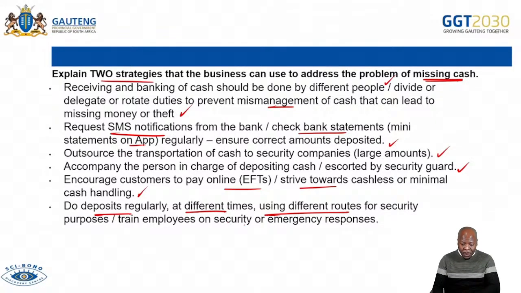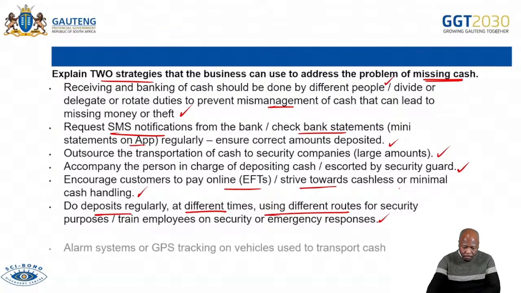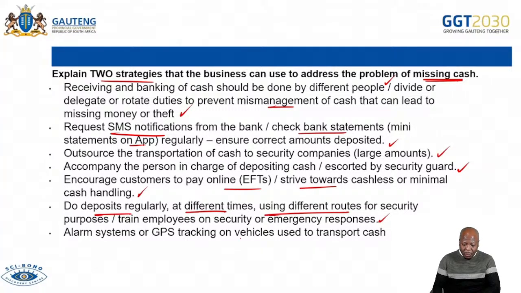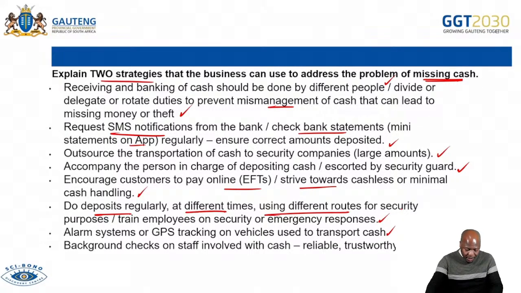And also train employees on security or emergency responses. Alarm system or GPS tracking on vehicles used to transport cash. That is another response that you can also give. And then lastly, do background checks on staff involved with cash to check if they're reliable or trustworthy.